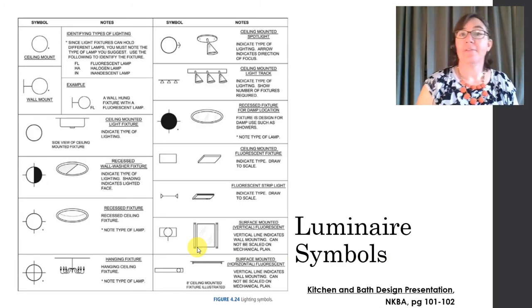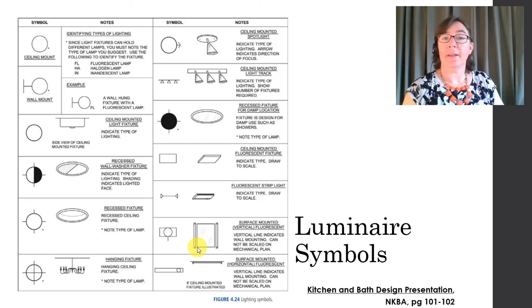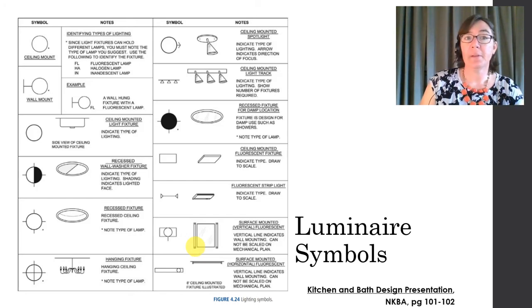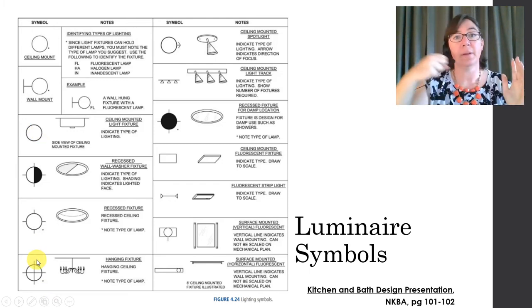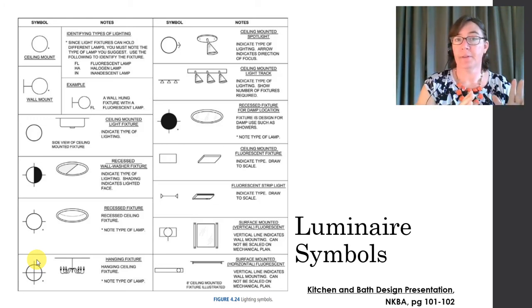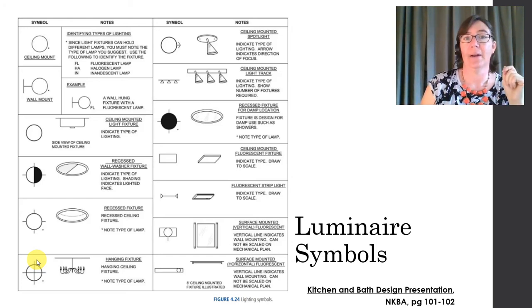Moving on to light fixtures, or the fancy vocabulary word is luminaires. The different types of light fixtures will have different symbols on your plan. So every type of light fixture that you use will have a different symbol on your plan, and then you will include that in your legend. Okay, and your textbook does a pretty good job of giving you a bunch of different symbols. So please go ahead and take a look at all of those.